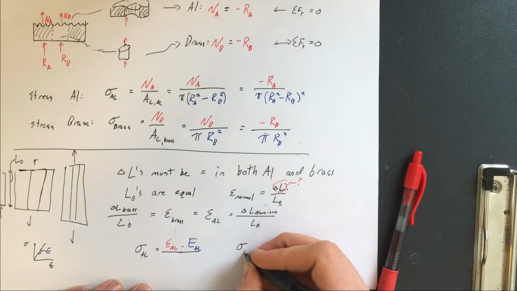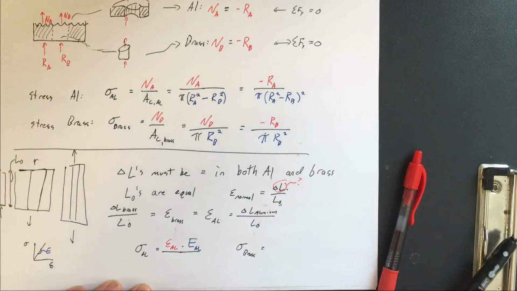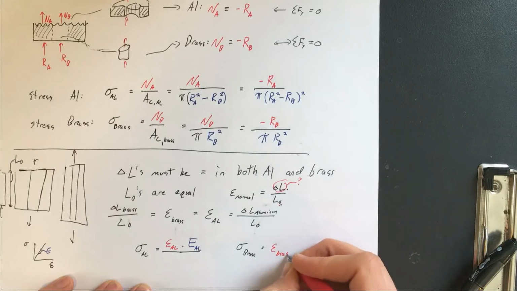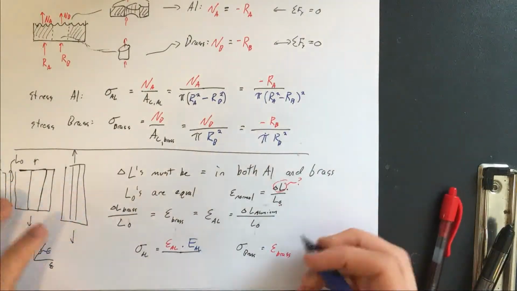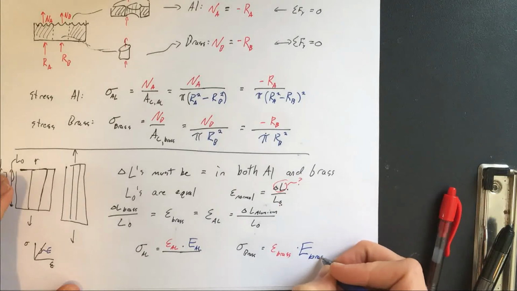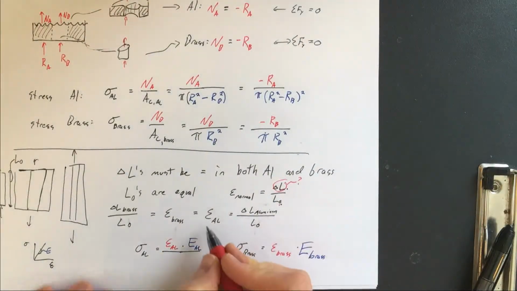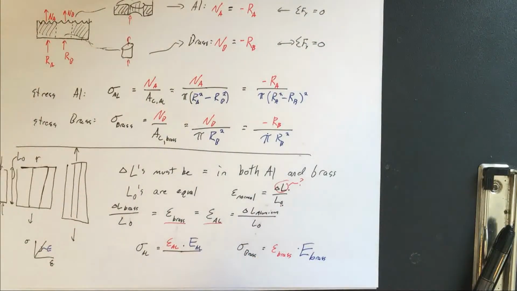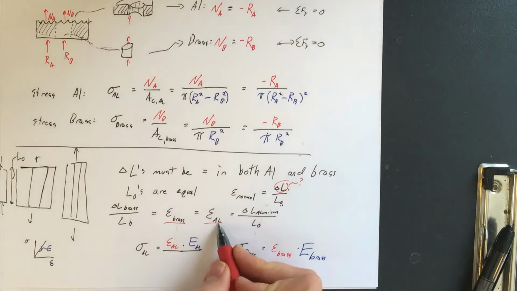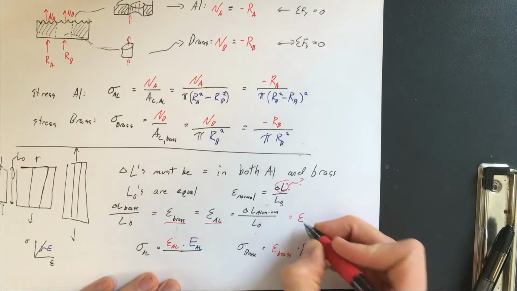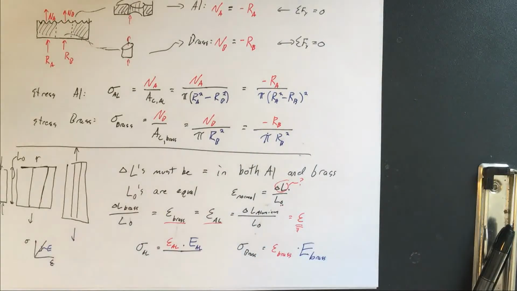Similarly, the stress in the brass is going to be equal to the strain in the brass times the Young's modulus in the brass. So how does this help us? Well, from this earlier result, we don't necessarily know what these strains are, but they're equal to one another. So rather than talking about the strain in the brass and the strain in the aluminum, we can just call this a single unknown, the strain.